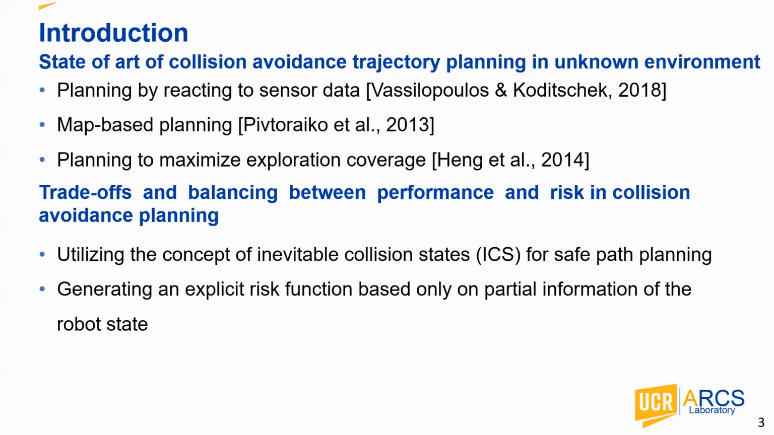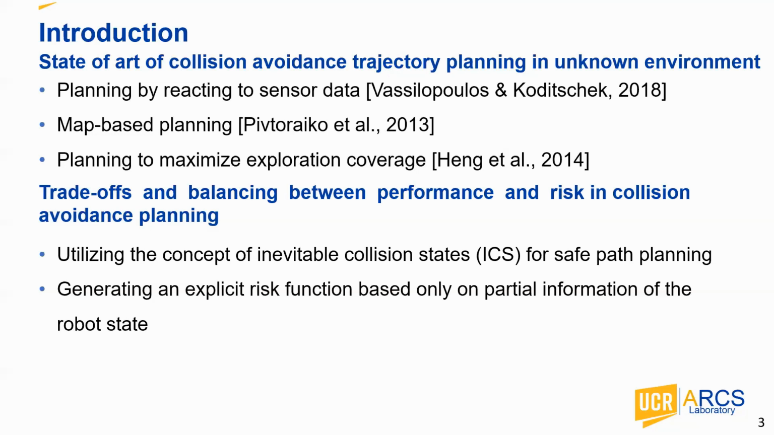For more realistic planning cases, we need to consider the trade-offs and balancing between performance and risk that exist in the actuation of the planned path. One of the methods to eliminate the risk is utilizing the concept of inevitable collision states, or ICS, for safe path planning. However, identifying appropriate ICS can be challenging for robots with noisy actuation and sensing. It may cause the robot to generate a conservative path, which weakens the performance of the robot.